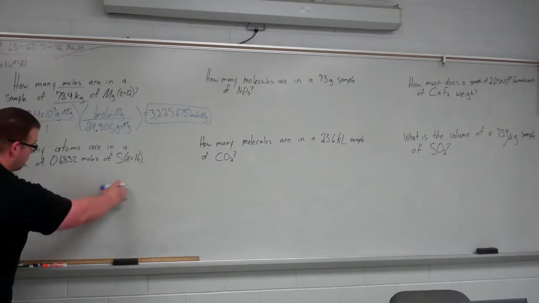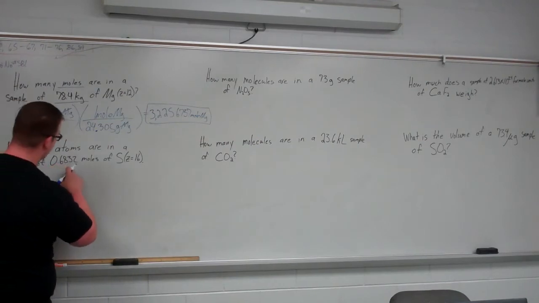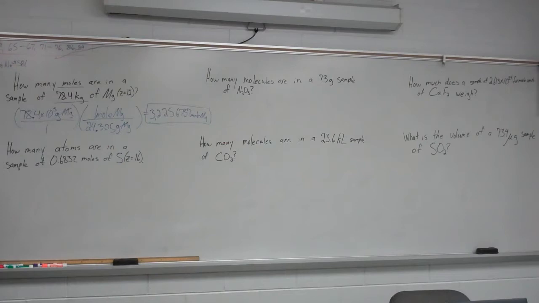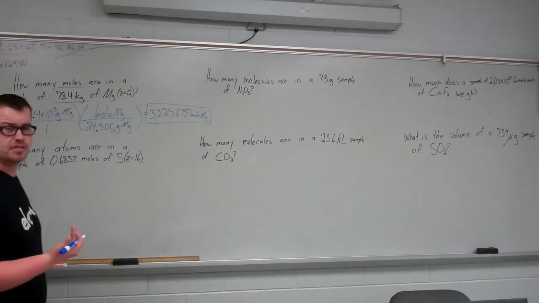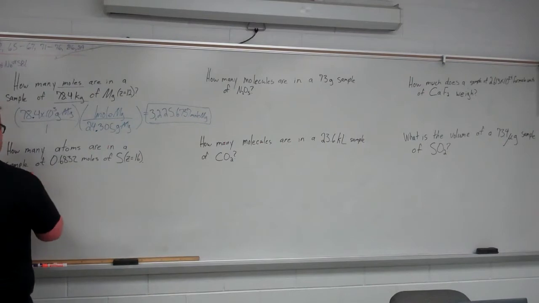So we're on this problem now, and this is how the problem reads. How many atoms are in a sample of 0.6832 moles of sulfur? Atomic number 16. Remember, I'm going to give you these atomic numbers because you haven't memorized these elements yet. So, write down what we start with.